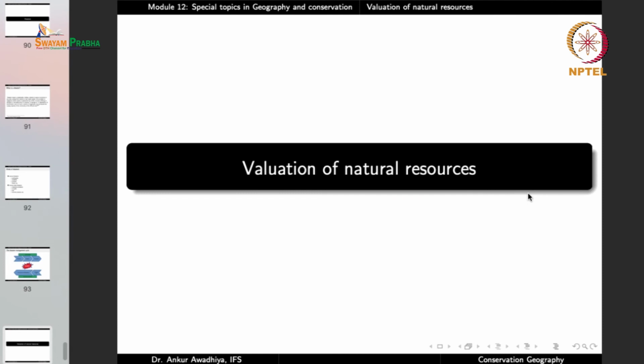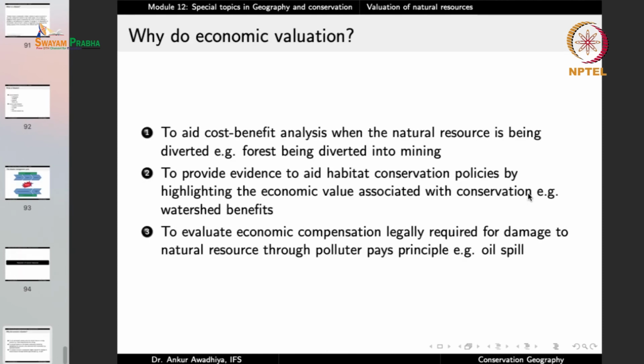Then we had a look at the valuation of natural resources. And economic valuation of natural resources is essential to aid the cost benefit analysis when the natural resource is being diverted. So if a forest is being diverted into mining, then we need to know the value that was being provided by the forest and the value that we are going to gain from the mining activity. And only if the mining activity provides us with a value that is greater than the value provided by the forest should we go ahead with the mining operation.